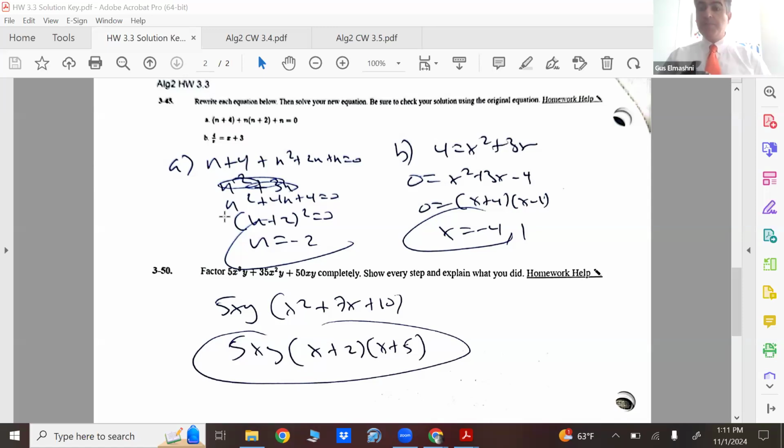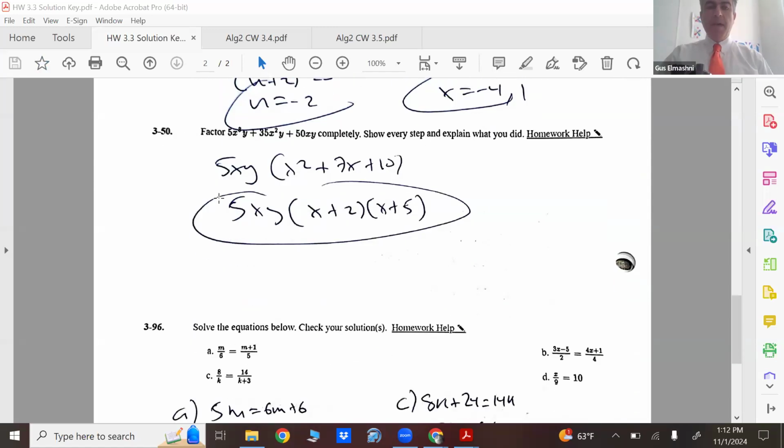But for part A it is -2. For part B you get -4 and 1, because when you factor x squared plus 3x minus 4, it's x plus 4 and x minus 1. Remember, you try and find terms that multiply to -4 and add to 3. So that's why it's 4 and -1. We're cool with that? Good.